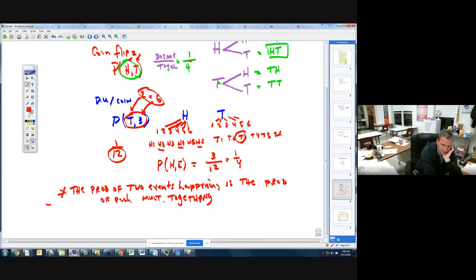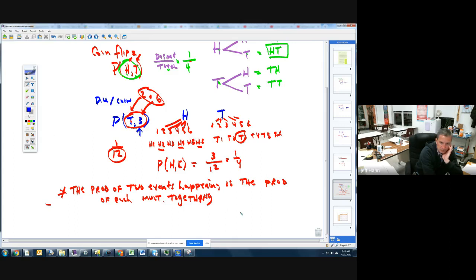Unless they ask you to draw a tree diagram, you really don't have to show all the possible combinations. They might ask you to give the sample space, in which case you do. But going back to my probability of this one right here, let me redo that.